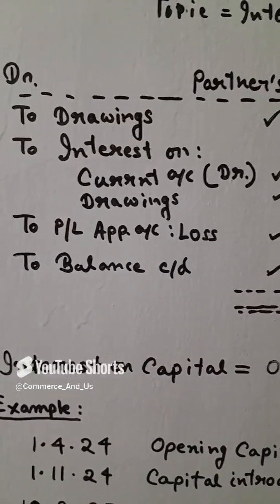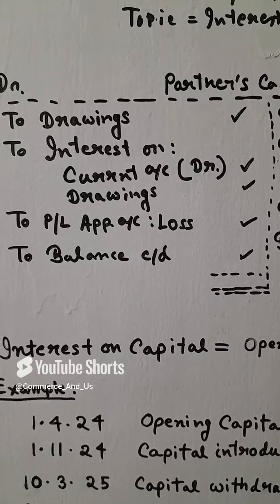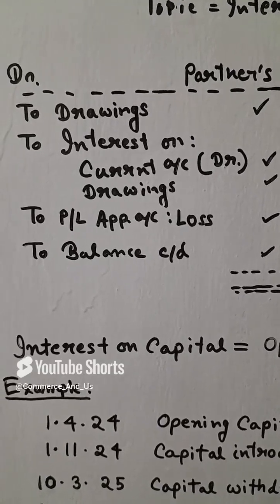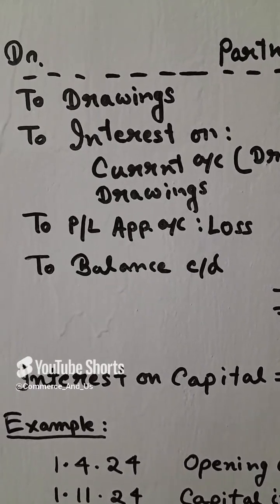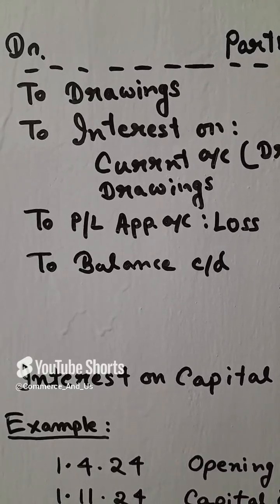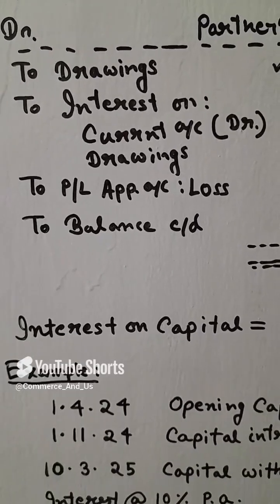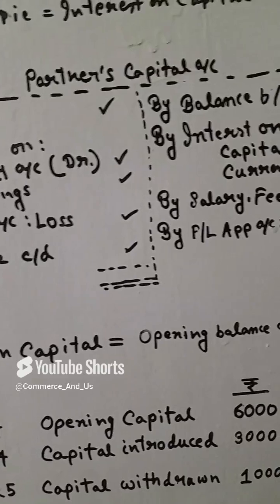And when it comes to the debit side, you will see the drawings, interest on drawings, and interest on current account on the debit balance of current account, which will be given on the asset side of the balance sheet, and then loss on appropriation, and then you have to balance it.